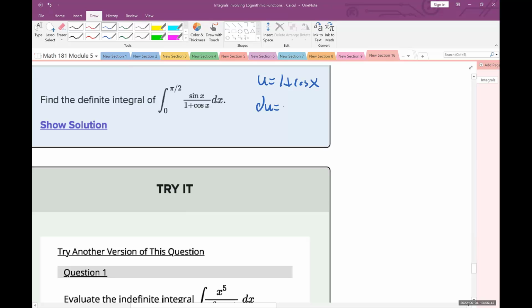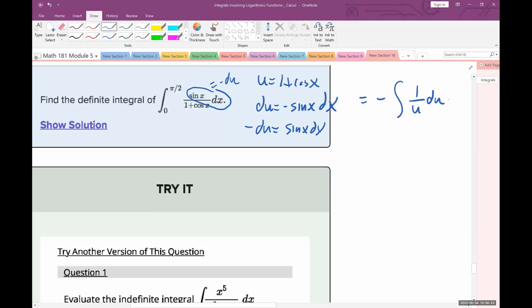what's the du? What's the derivative of cosine of x? Negative sine x. Okay, good. And so negative du equals sine x dx. That's our numerator. This part right here is our negative du. So we'll rewrite this as negative the integral of 1 over u du.